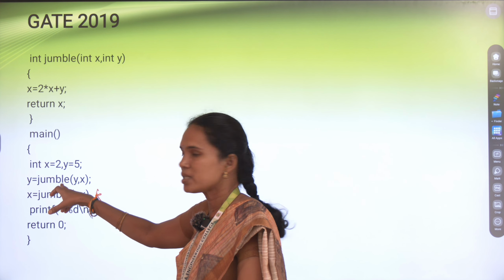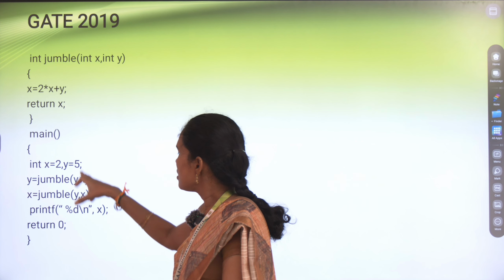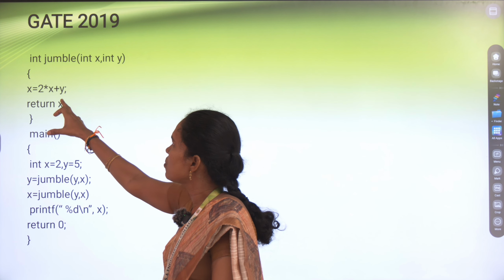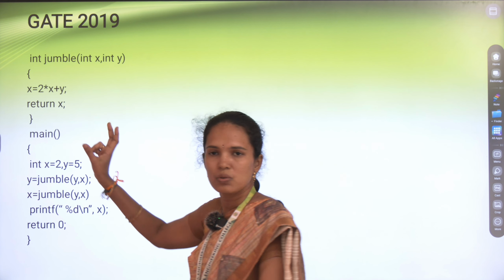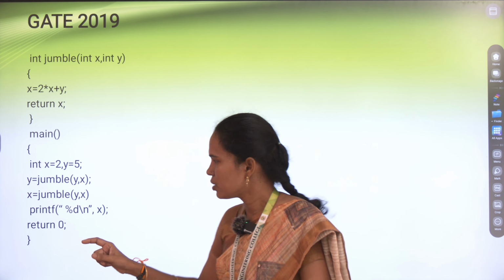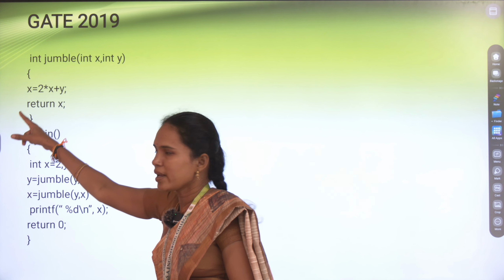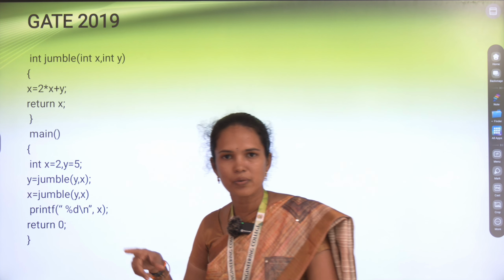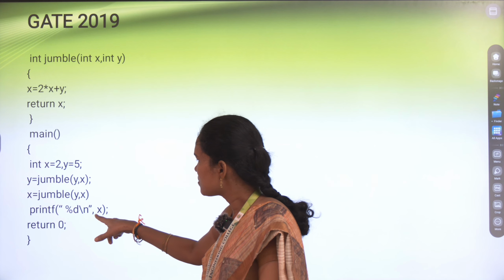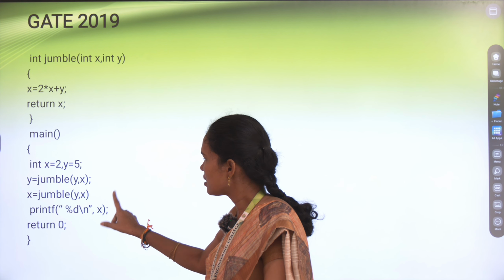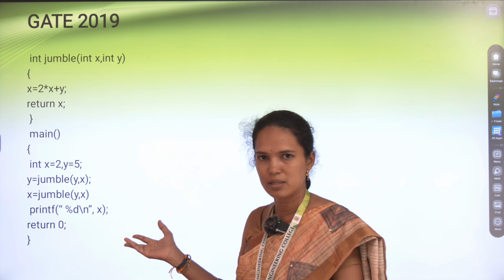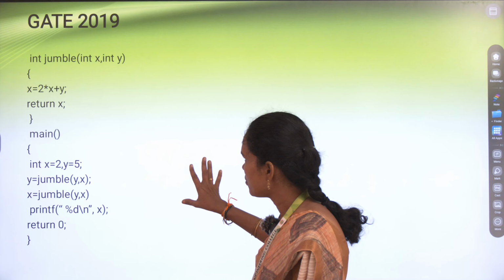Already we know y is equal to 12, so 12 will be passed, 12 comma x, where x is 2. So again 12 into 2 is 24, plus 2 is 26. So the x value is now 26. Then it comes back to the calling line, so x equal to 26 will be stored here. What is the printf statement? Percentage d slash n comma x. I want to print the value of x. Now what is the value of x? Yes, it is 26. I think now you are clear.